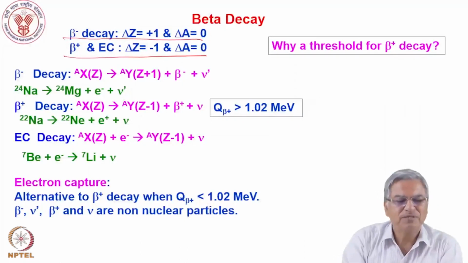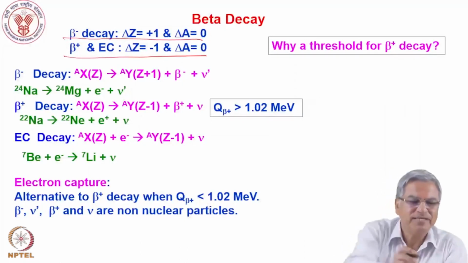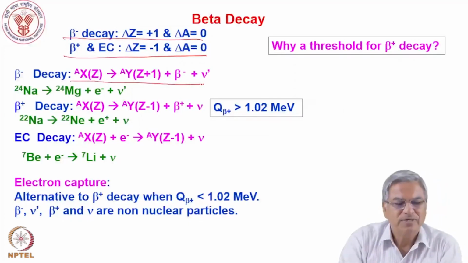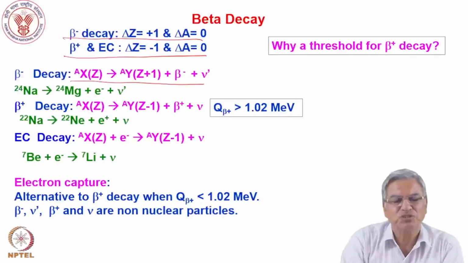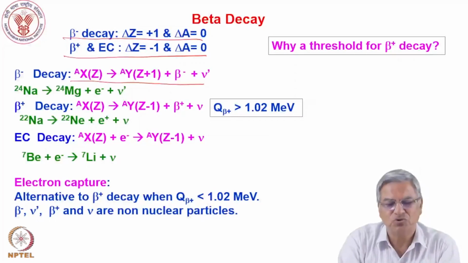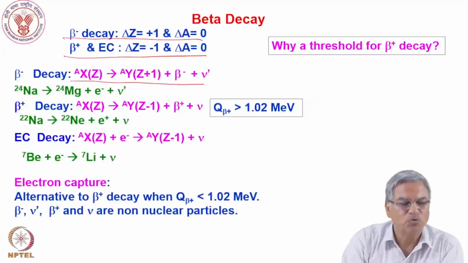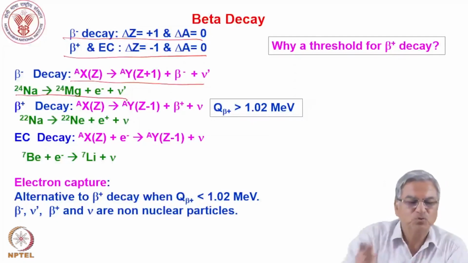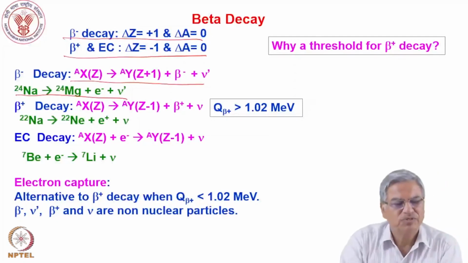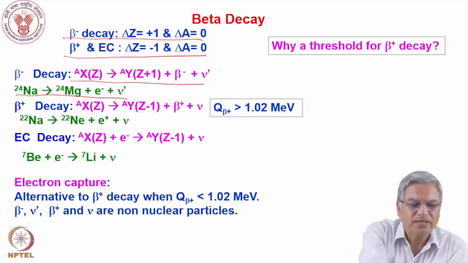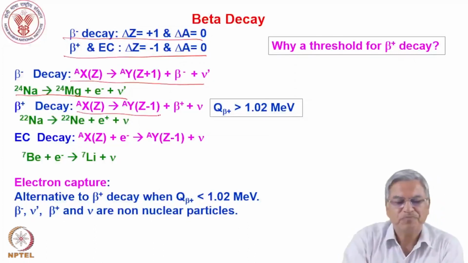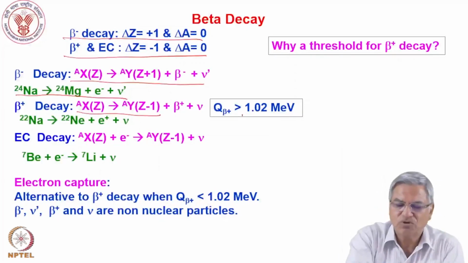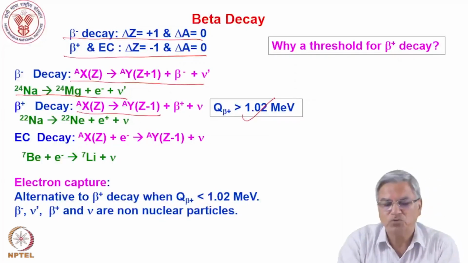I have just given the schematic for beta decay. In beta minus decay, the atomic number increases by 1, and along with that, a beta minus, which is an electron, and an antineutrino are emitted. For example, sodium 24 emits a beta minus to give magnesium 24. In beta plus decay, the atomic number decreases by 1, emitting a positron and a neutrino. And this reaction has a threshold of 1.02 MeV.